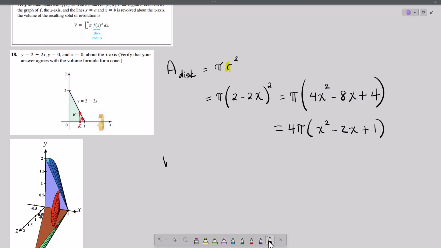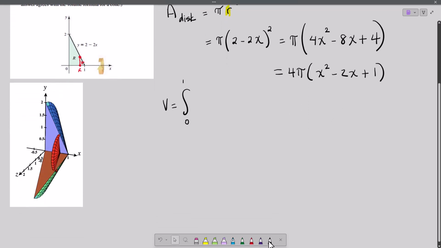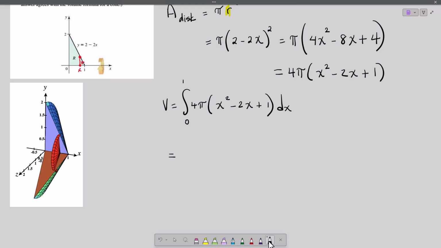So the volume will be the integral from 0 to 1 of the area function. So the 4 pi, which will be a constant, can factor to the front. So there is our volume formula. The 4 pi comes out, and then we do our integration technique for polynomials. We add 1 and divide by the new exponent. And we've got that.